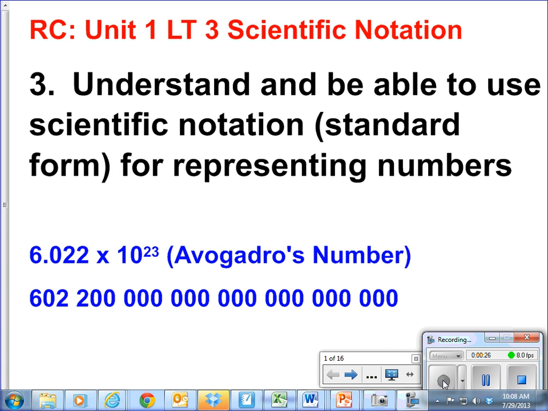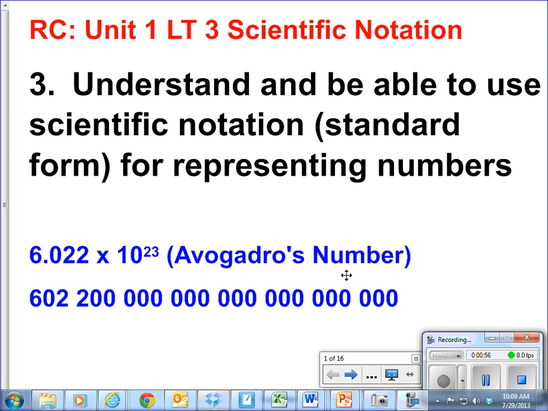In chemistry, one of the most important numbers that we use is expressed in scientific notation, and it's this number right here, 6.022 times 10 to the 23rd. It's called Avogadro's number, and the significance of this number, if you don't remember from Science A, is that this is the number of particles or atoms or molecules in a mole of something. So it's a way to count things, just like there are 12 in a dozen, there are 6.022 times 10 to the 23rd in a mole.